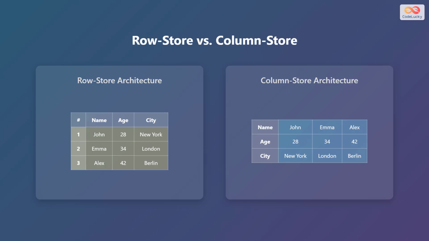On the other hand, a column store database stores data in columns. In the right side illustration, you can see that each column contains all the values for a specific attribute, like name, age, or city. This difference in storage has significant implications for performance and use cases.